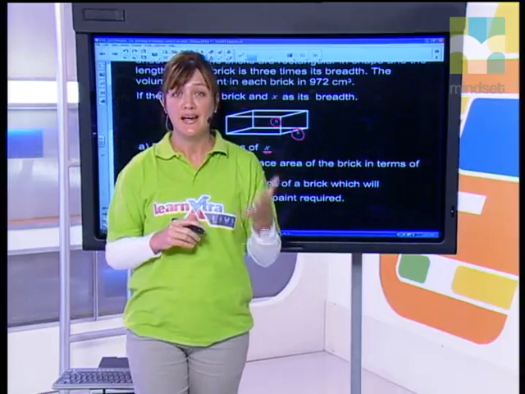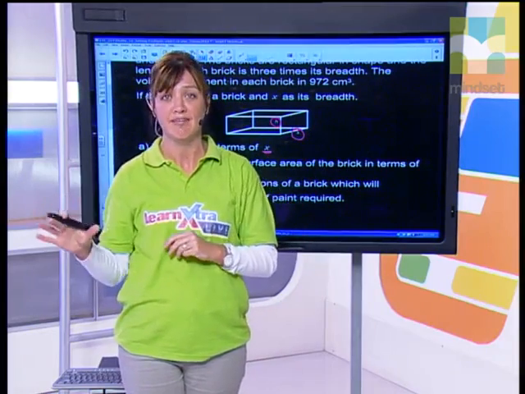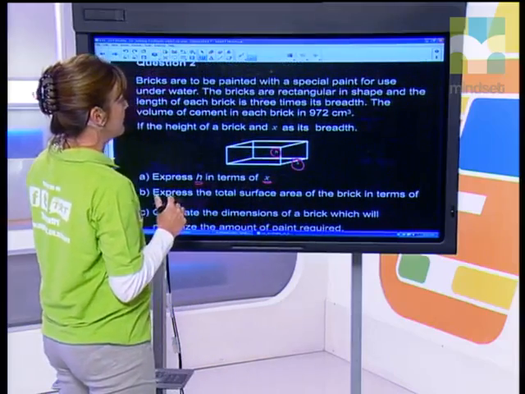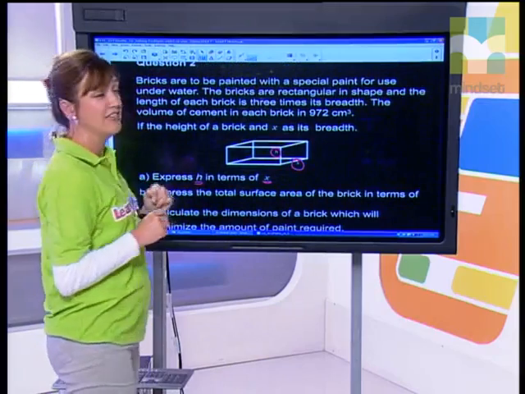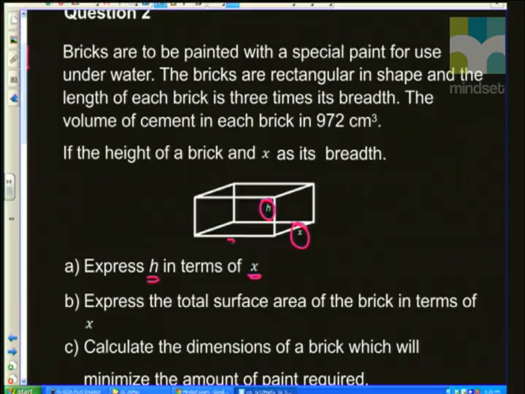The first thing you are going to have to do is try and write the one variable in terms of the other, all right? So that's what we're going to have to do. And the way we're going to go about doing it is we're going to go back to the information that they've given us over here. First of all, they said that the length was 3 times the breadth. So therefore, this is going to have to be 3x as a length, okay? And they've told me that the volume is 972 centimeters cubed, okay?